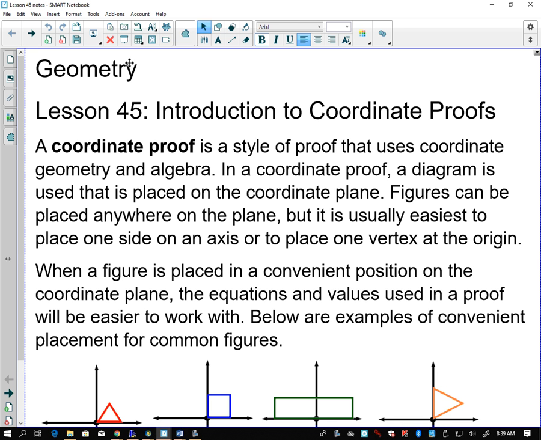In a coordinate proof, a diagram is used. It's placed on a coordinate plane. So it's not a two-column proof, a paragraph proof, or a flow chart. It's actually just a visual.